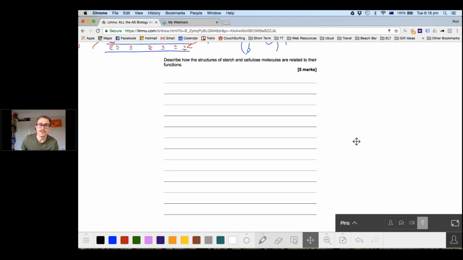Describe how the structure of starch and cellulose molecules are related to their functions. Okay, so what have we got? Analyze the question. First of all, the command word is describe. We're giving a description, but I think you kind of need to link it, so there are some reasons going in here. Starch, immediately, amylose, amylopectin. They are going to be in your answer. And we're going to link the structure to the function.